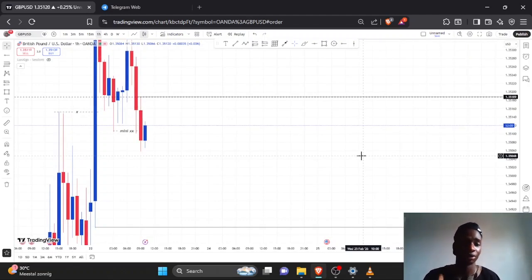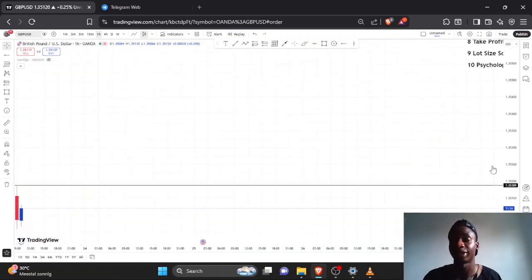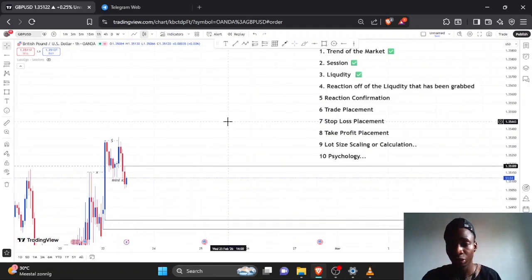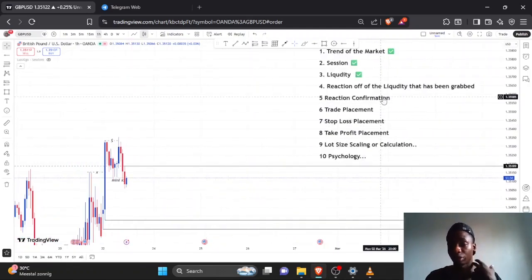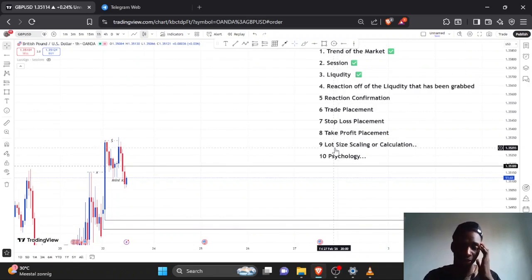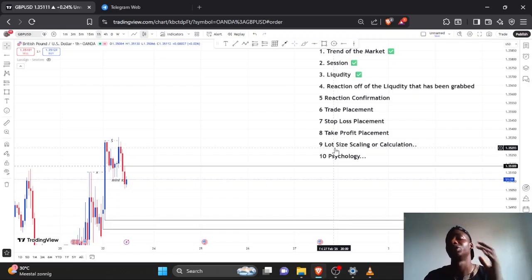Once I open my chart and I see the reaction, then I'm going to move on to the next part, which is reaction confirmation, trade placement, stop loss placement, take profit placement, lot size scaling or calculation, and also psychology. What should be going through your mind when you are entering a trade or when you are in a trade? This is a very, very key thing people don't talk about. So that's going to be it, guys.